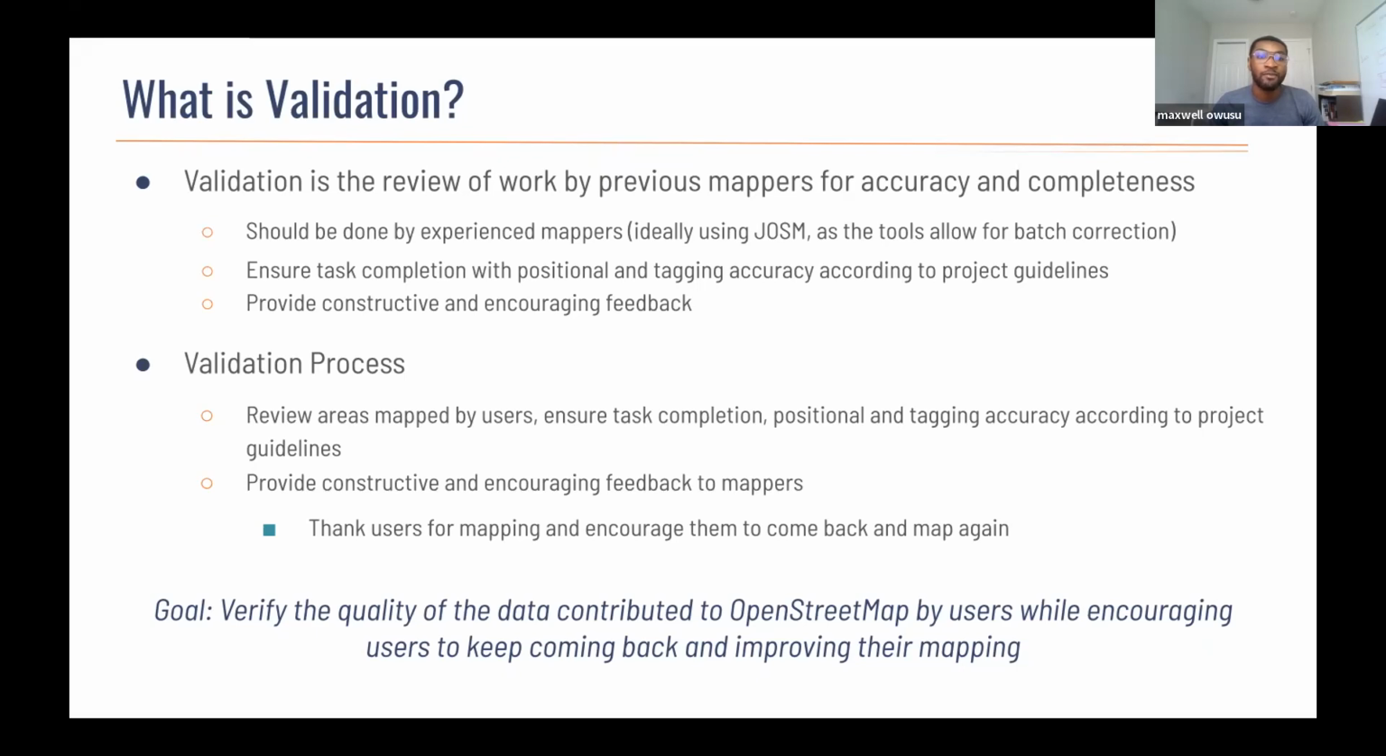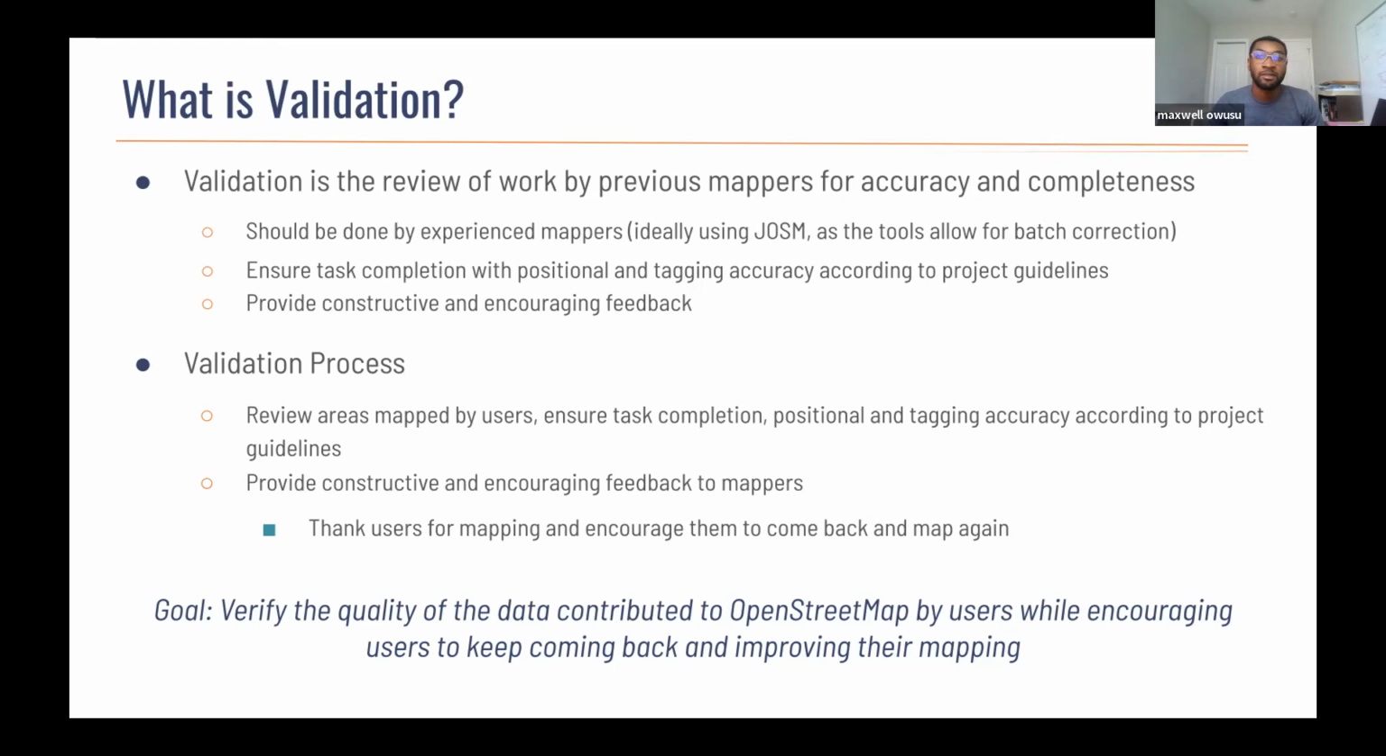One of the ideas is to help them improve their mapping skills, and at the same time encourage them to come back and map. So with the validation process, basically we review an area that is mapped by a user. We will ensure that the task is complete. What is meant here is that what is said in the project is actually complete. For example, if the project is about mapping buildings and roads, you make sure that everything said in the project has actually been mapped so that it can be marked as complete. You also check for positional and target accuracy.